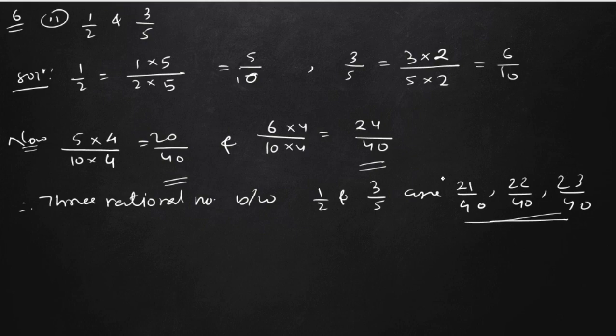Question number 7 is also the same. You can use this method only. The hint is there, so either you can proceed with that hint or you can use this method also. And find 6 rational numbers between 3 and 4, it is also the same. So 7 and 8 are all homework. Use this shortcut method.